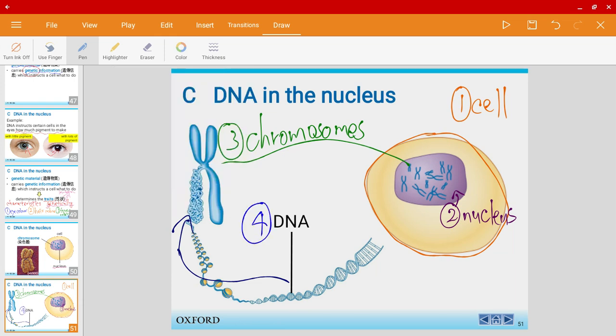All right. At first we learned that DNA is located inside the cell. So where exactly is it located? It is located inside the nucleus. Not exact enough. It is located inside the chromosomes. Okay? And this is where DNA is found.